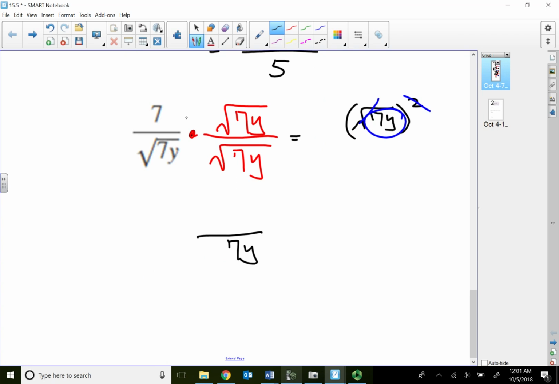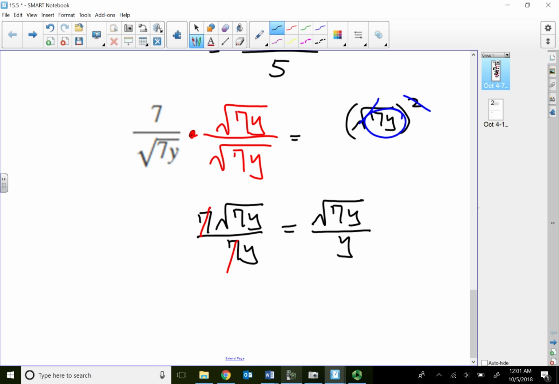All right, the top, 7 times square root of 7y. So the outside 7 and the outside 7 can be reduced. So my final answer would just be square root of 7y over y.